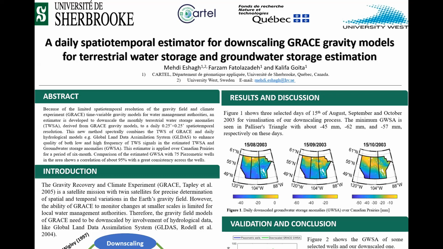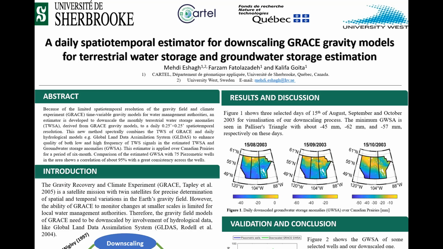Before that, I present my colleagues. Farzam Fatolazadeh is currently my student at University of Sherbrooke, and Khalifa Goita is his main supervisor. I collaborate with these guys regarding these GRACE missions and downscaling, also hydrological modeling.